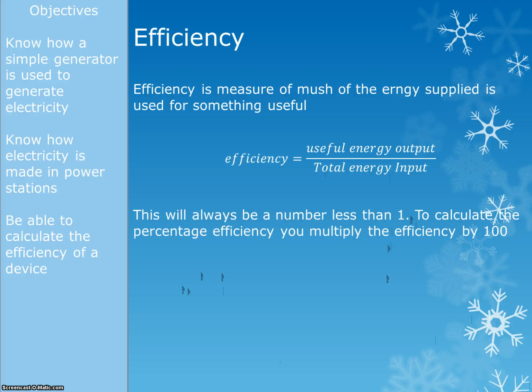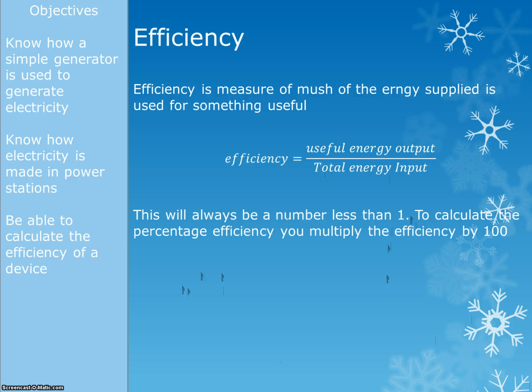Basically, we just want to know how much of what we put in got used for what we wanted it to be used for. And the equation for this, which will be given to you in the exam, is efficiency equals the useful energy output divided by the total energy input. Now that will always give you a number less than 1, because nothing is completely efficient. Now if you're asked to calculate the percentage efficiency, you take the efficiency and you multiply it by 100, and that will give you a number less than 100.